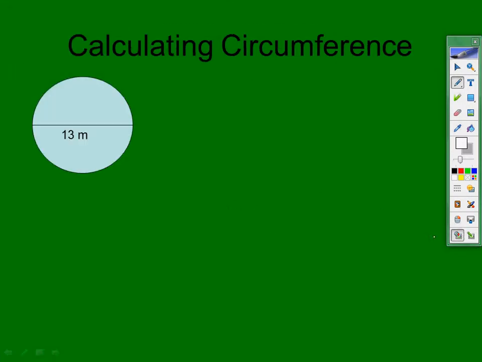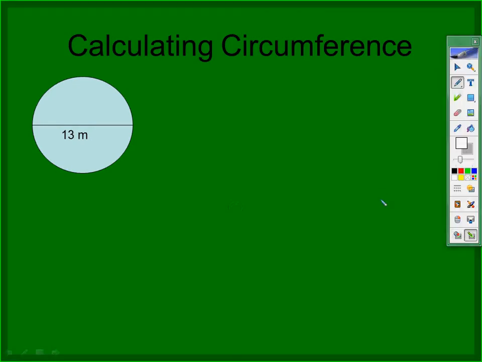Calculating the circumference, if I look at this first circle, I'm going to show you two different ways to calculate circumference. The first way is to get an exact answer. In this case, I know that circumference is equal to pi times diameter, and my diameter is actually given, so my circumference here would be 13 pi. And that's leaving it in terms of pi, that's an exact answer.